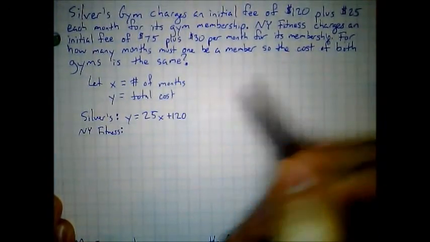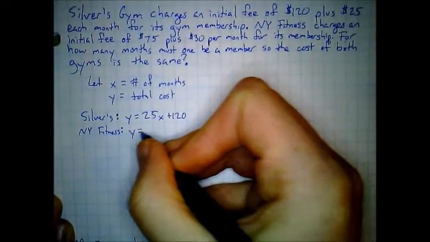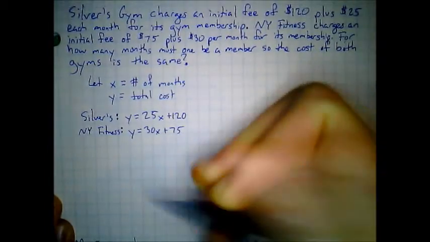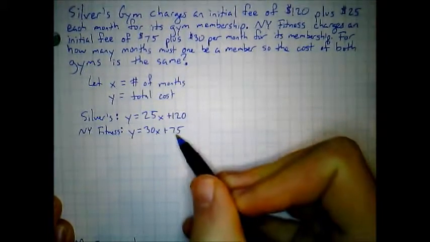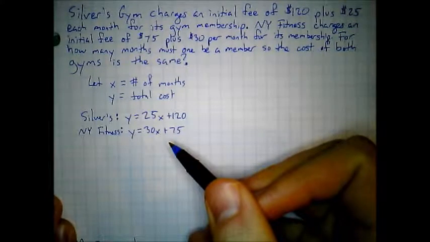Okay, its growth is $30 per month. Its initial fee is $75, so its equation is y equals 30x plus 75. The growth is $30 each month. The starting amount is the $75 initial fee, so its equation is y equals 30x plus 75.